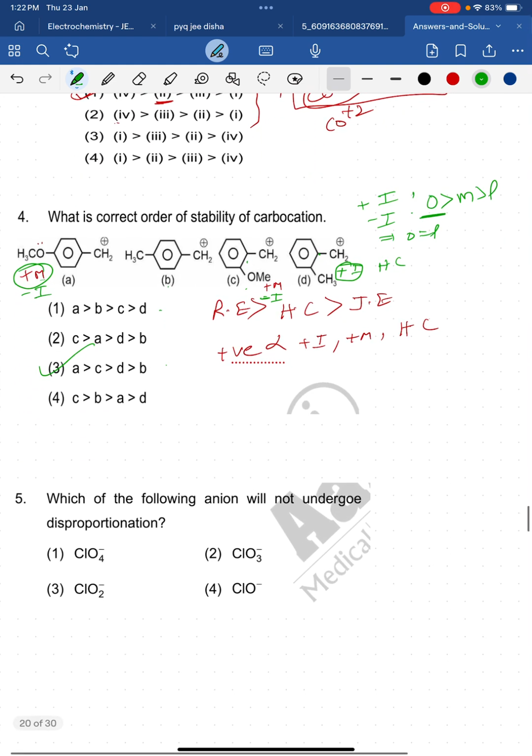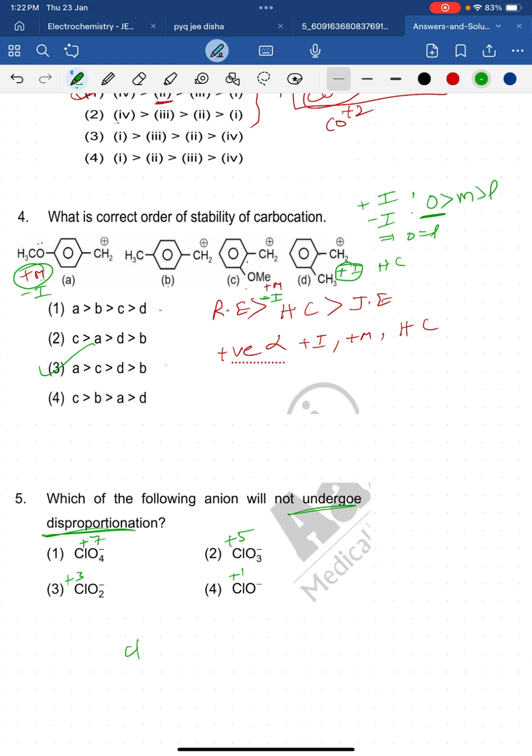Next, which of the following anions will not undergo disproportionation? So disproportionation: all intermediate oxidation states can show disproportionation. So here, how many oxidation states can you find? Plus 3, here plus 5, here plus 1, and it is plus 7.